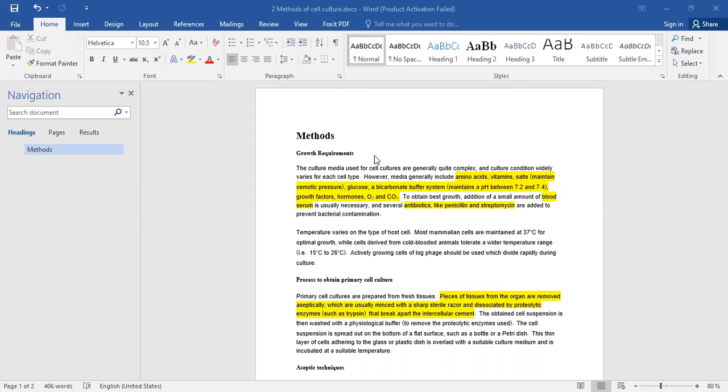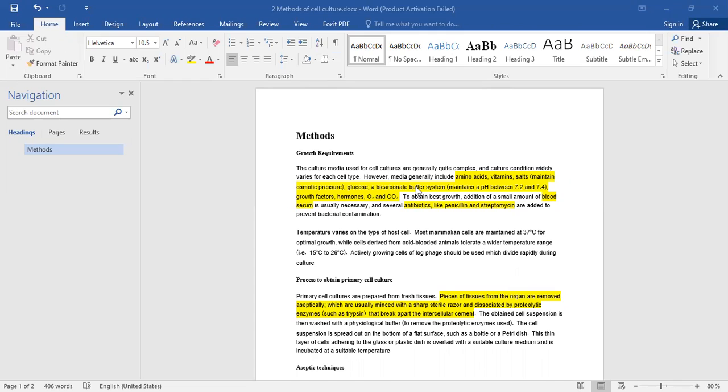As we know, different types of cells need various requirements. They need some growth media and some growth factors. When we talk about animal cells, they also need some complex requirements, which include amino acids, vitamins, salts, osmotic pressure, glucose, and a bicarbonate buffer system. So these are the requirements for the growth of animal cell culture.